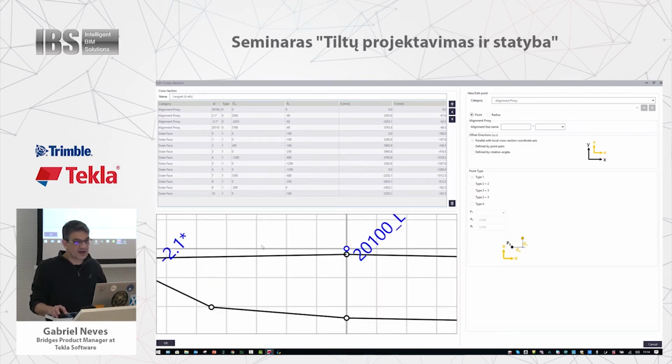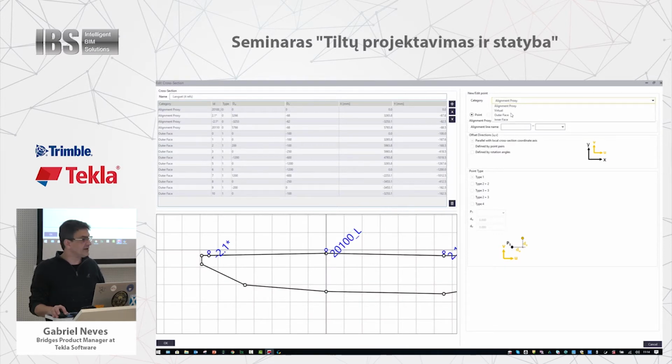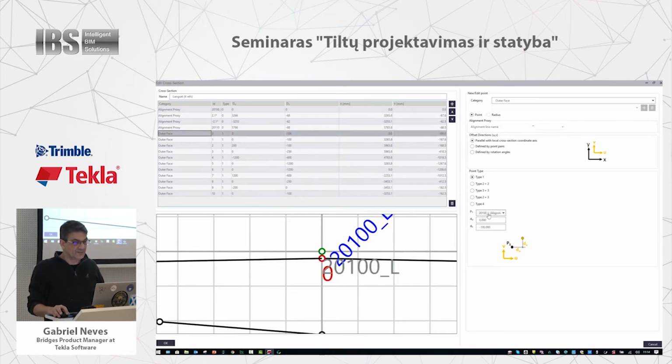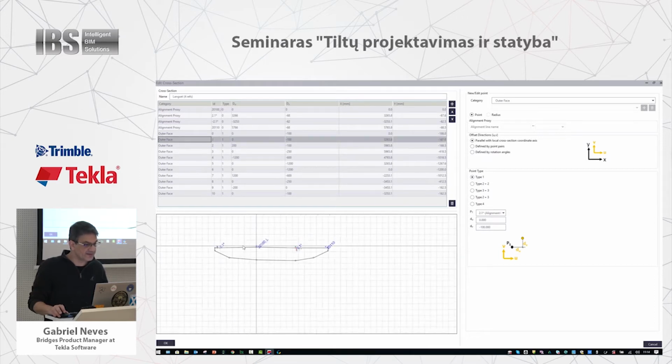So if now I jump to the outer face point, that is a concrete point, I go to point 0. And I'm saying my point 0 is type 1. The master of that point is a center line. Horizontal constraint 0, vertical constraint minus 100. So now it doesn't matter where that road line goes, up, down, left, right, my concrete is going to follow. If I jump to point 2, you'll understand now the workflow.